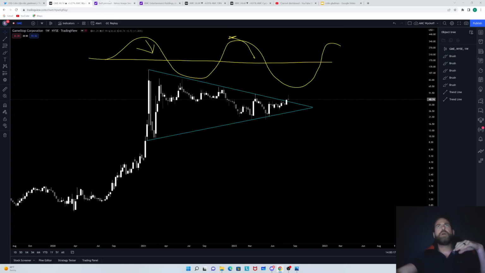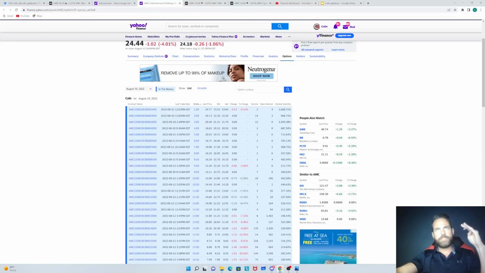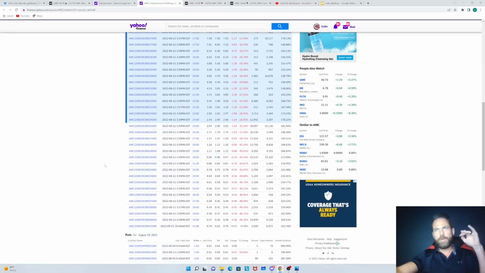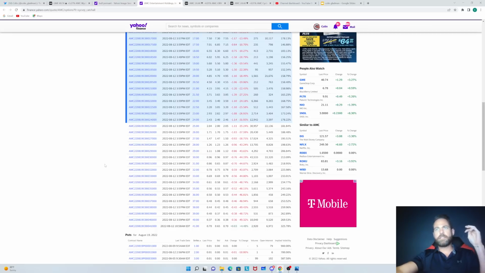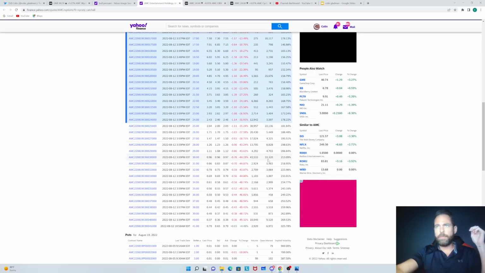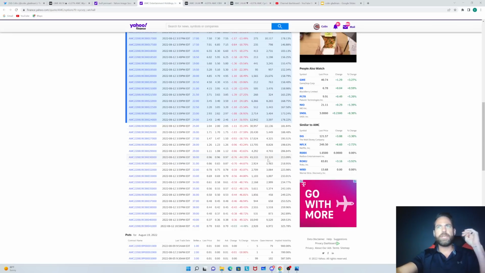All right. So if we go over here, we look at the option chain for AMC this upcoming week. As far as out of the money calls go, there is a lot of open interest. At 25, there's 22,136 contracts according to Yahoo. At 30, there's 33,320. And remember, each contract represents 100 shares. So 3.3 million shares at 30, 2.2 million at 25.